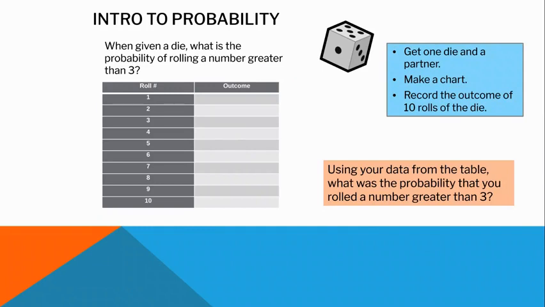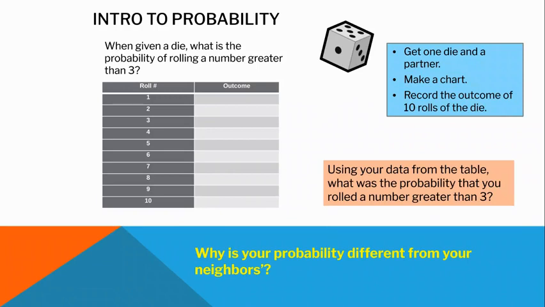So this is the part where you would roll some dice and check in. You would roll maybe 10 rolls. You could do 20 if you wanted to. And you could use your data and compare it to your neighbor's data and see what's the probability you rolled a number greater than 3. And check with your neighbor and see if they're different.